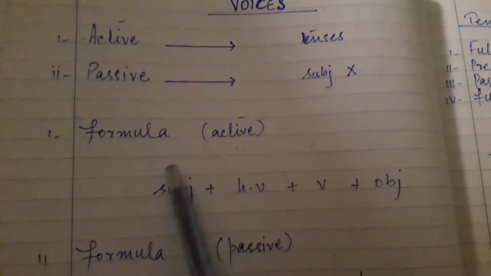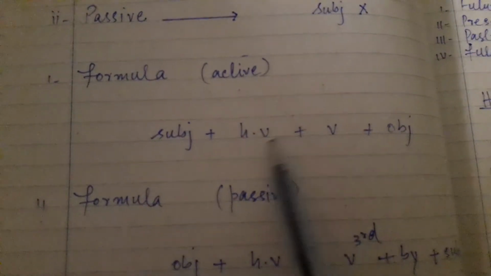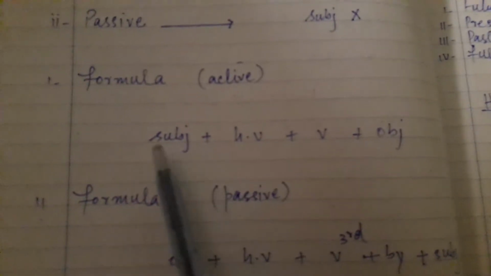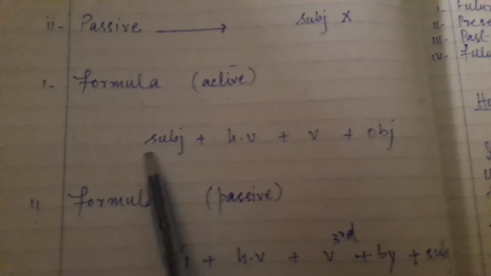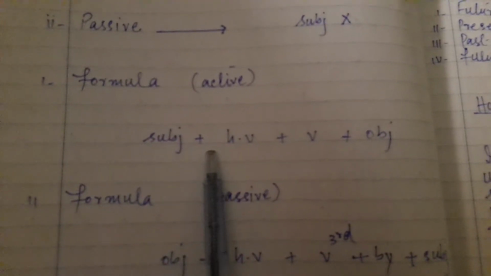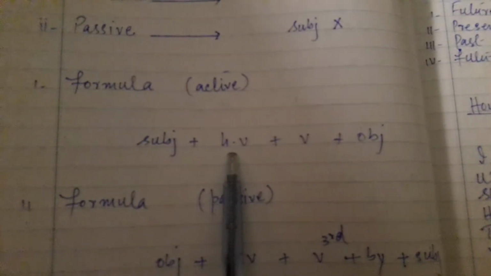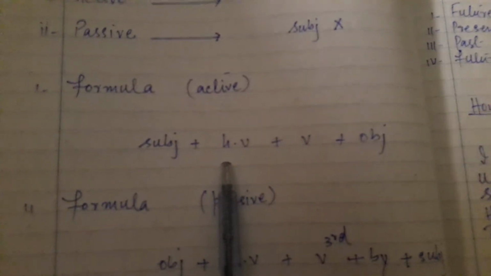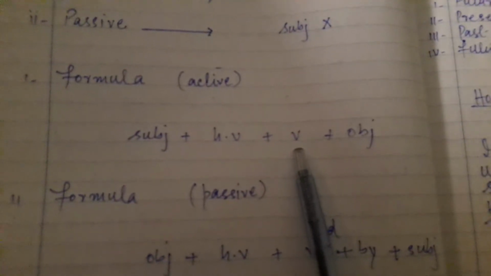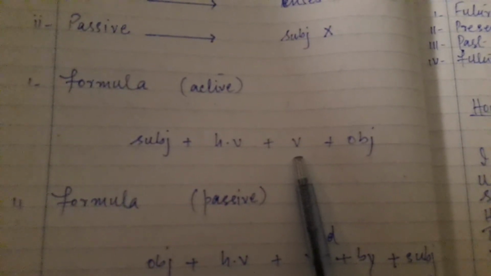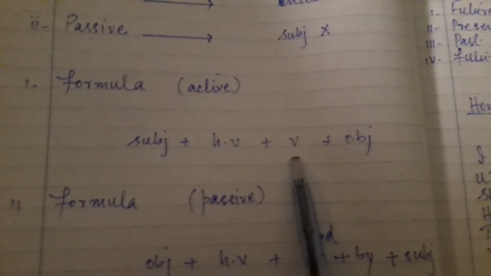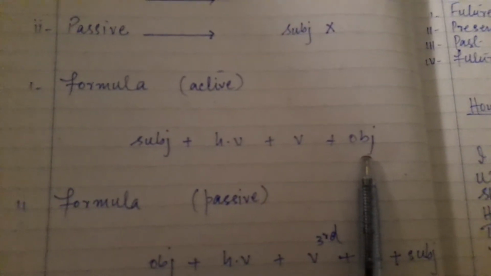So let's come to the general formula of active voice. The formula of active voice is: subject at the beginning, because in active voice the subject is in active condition. Then helping verb; sometimes there is no helping verb, like in present indefinite and past indefinite we have no helping verb. Then verb, we use different forms of the verb according to the tense, and at the last comes the object.